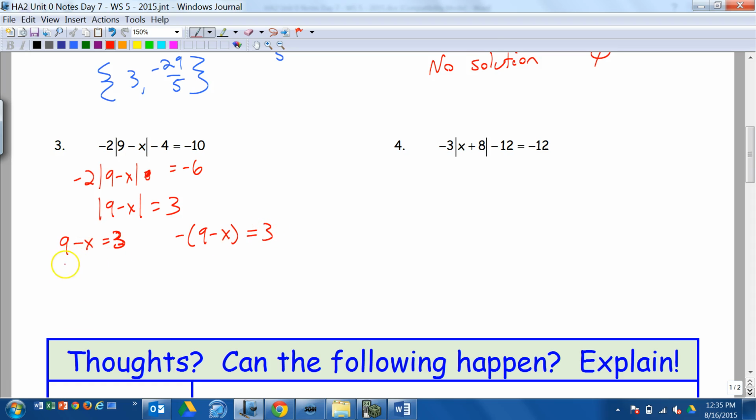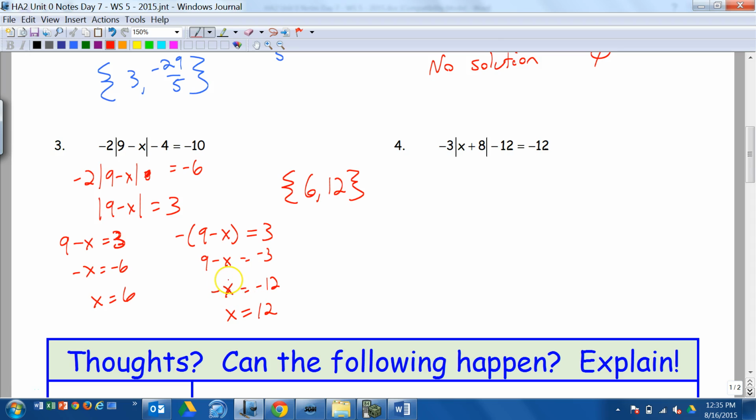So when you solve this, you get 3 minus 9, which is negative x equals negative 6, or x equals 6. Over here you get 9 minus x equals negative 3, minus 9, negative x equals negative 12. X equals 12. So if I put that in brackets, we have the answers of 6 and 12.